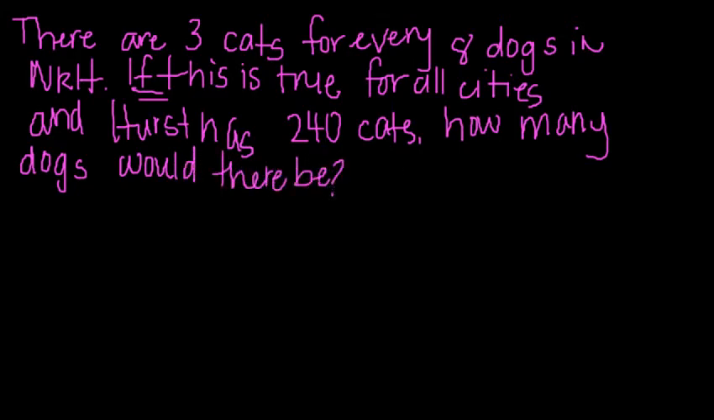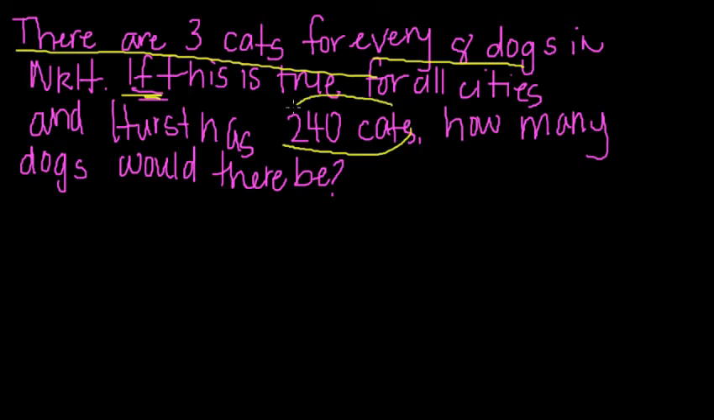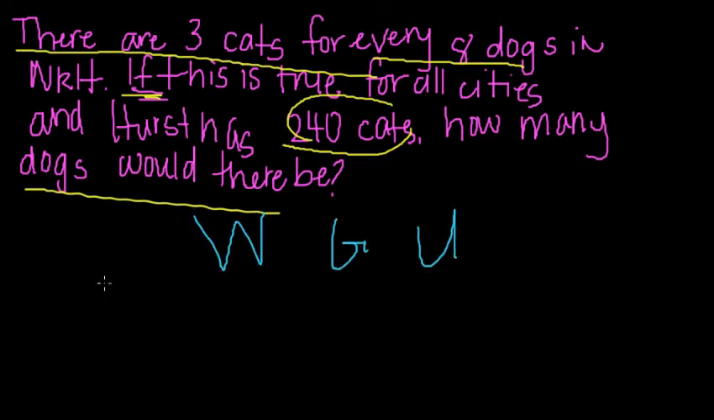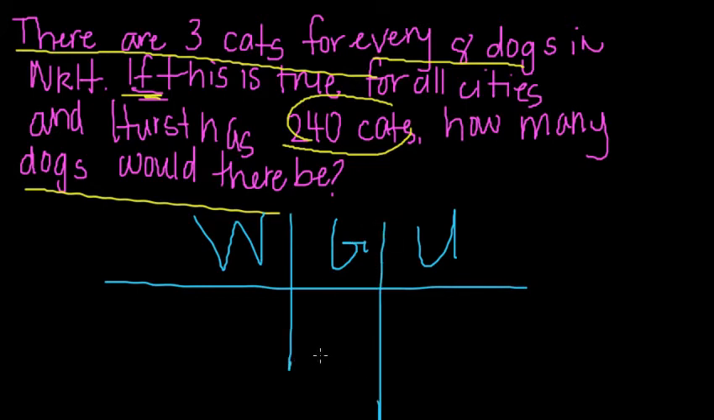Okay, let's identify our statement. Our statement is that there are 3 cats for every 8 dogs. That's our ratio. And then our what-if is that if this is true for all cities and Hurst has 240 cats, how many dogs would there be? So we're trying to figure out how many dogs in Hurst. Okay, we're going to set up a WGU chart. Again, we're always going to use this. The W stands for words, the G stands for what's been given to us, and the U stands for unknown.